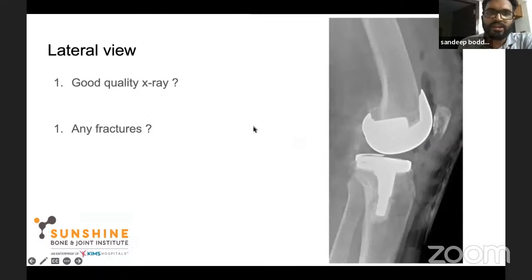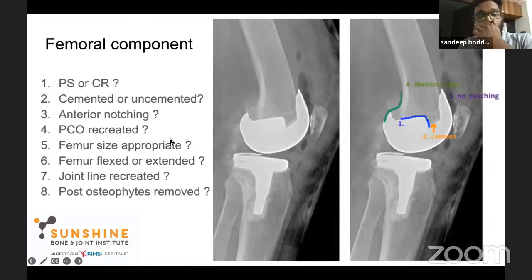And the lateral view, again, get a good quality lateral view. How to get a good quality lateral view? Your condyles should overlap. And sometimes on the lateral view you can find fractures which you cannot find on the AP view. So in the lateral view, first we have to see which kind of component it is. It is posterior stabilized or cruciate retaining. Here you can see a big box. It is a posterior stabilized knee. If you're not finding a box and if you're finding two pegs, it is a cruciate retaining knee.